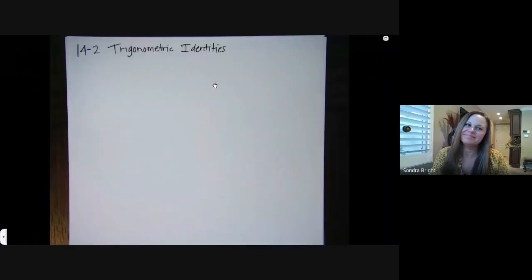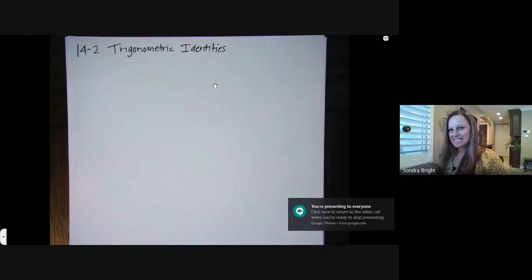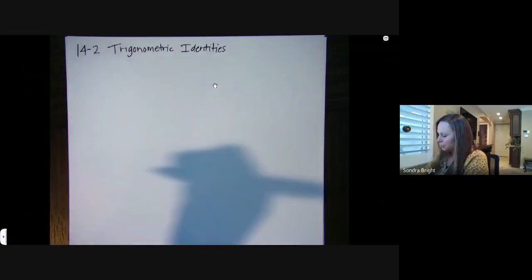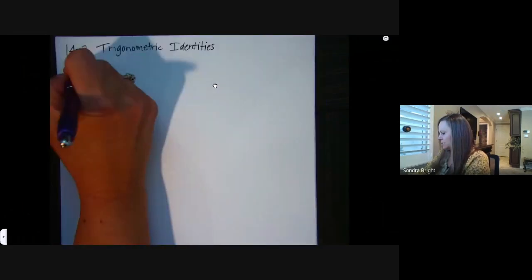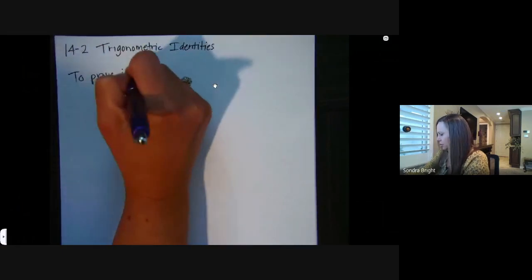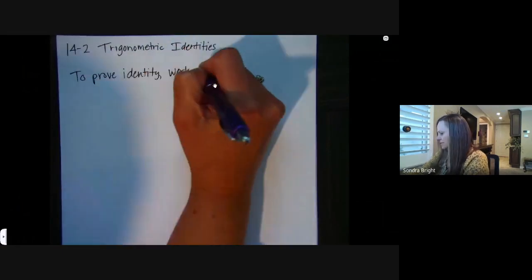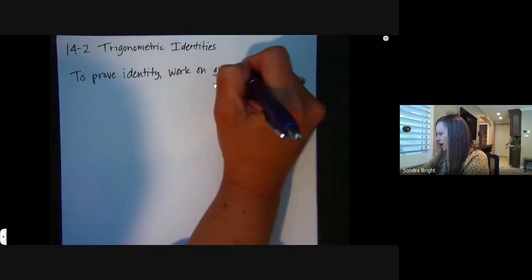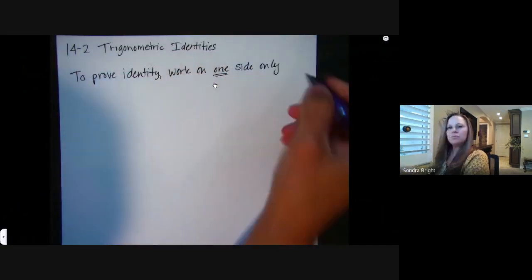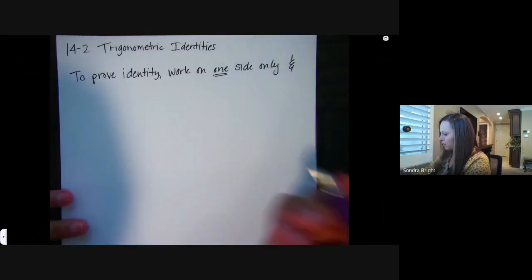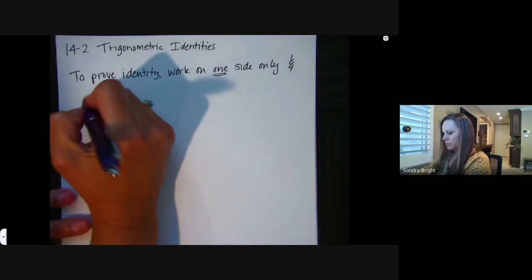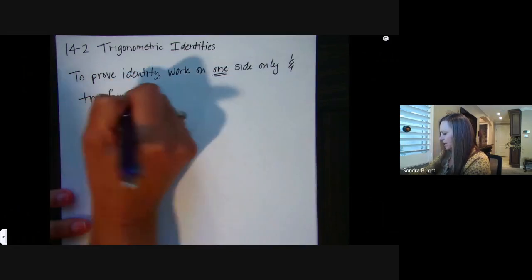Okay, section 14.2, we're going to be proving trigonometric identities. And so here's the deal. To prove an identity, you can work on one side only. One side only. So you're going to work on one side, and you'll keep rewriting it until it becomes the other. So you're going to transform it into the other side.